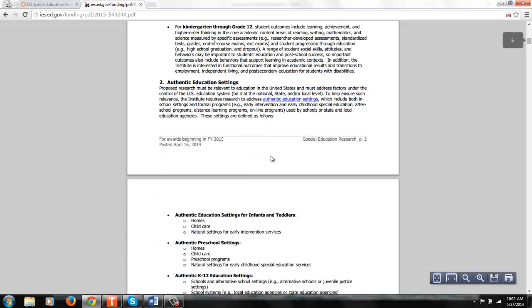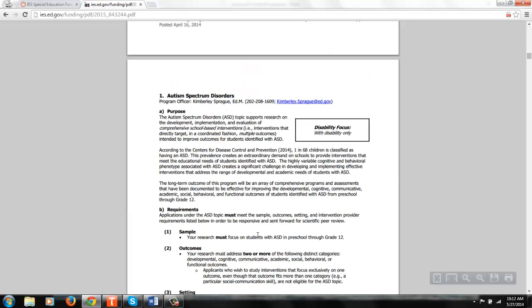They're also looking at authentic education settings. So IES is not interested in funding projects that are developed in a lab type situation where the results wouldn't generalize to authentic classroom situations. So that's important to note.